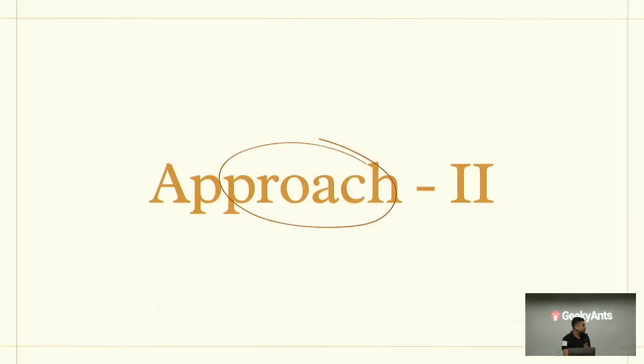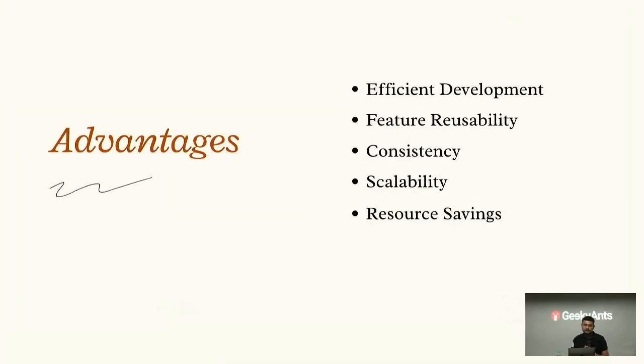Then there's approach 2, and this is of course the one we used. This is using a monorepo structure where we can have a single app which can serve as a foundation for multiple brands with minor theme and feature changes. So this can be advantageous in some of the cases. It serves some advantages.